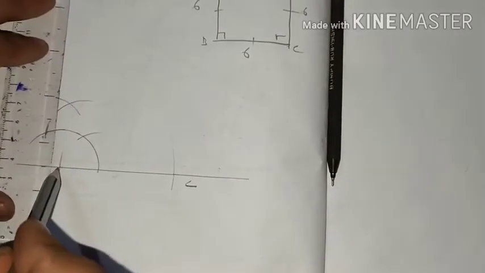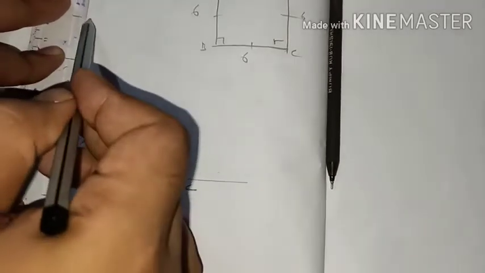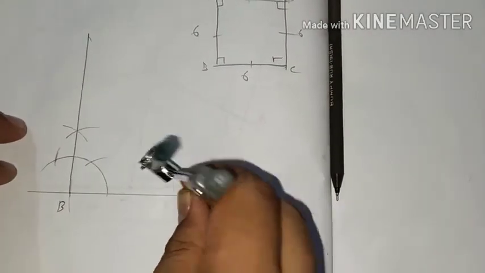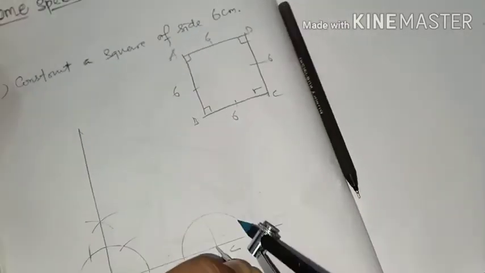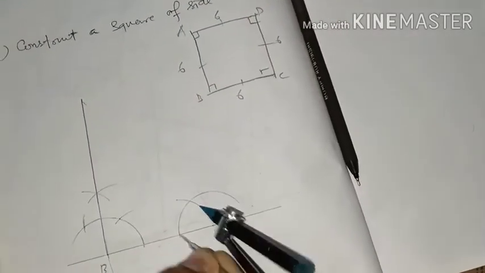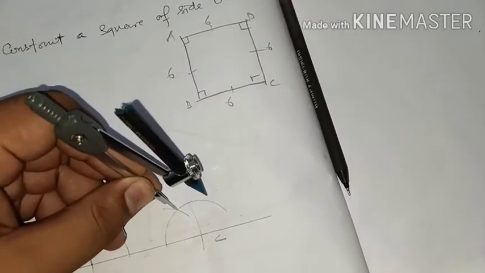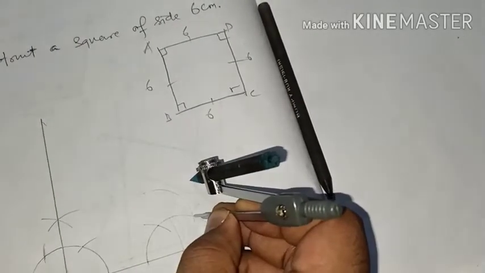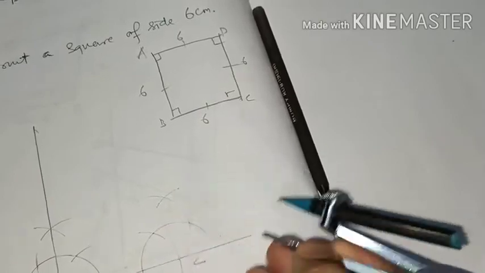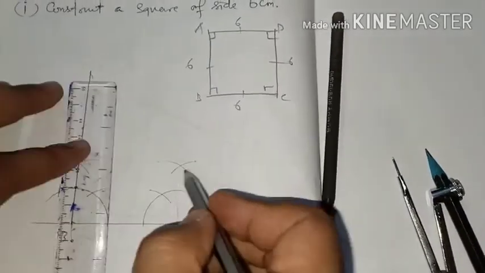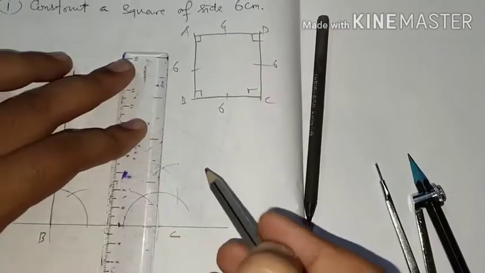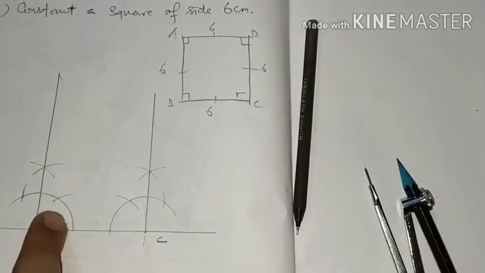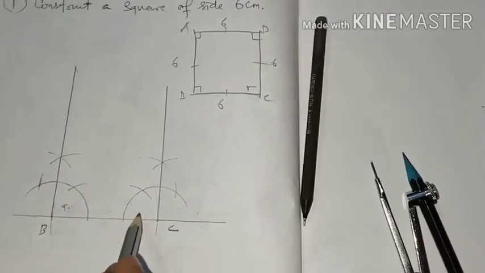And now just extend the lines. Again we'll draw a 90 degree here at point C. 60, again 120. If we bisect 60 and 120, then we'll get 90. Here it is 90 degree. So let us join these 2 points. Here both the angles are 90 degree. You can see that here it is 90 degree, and again it is also 90 degree.